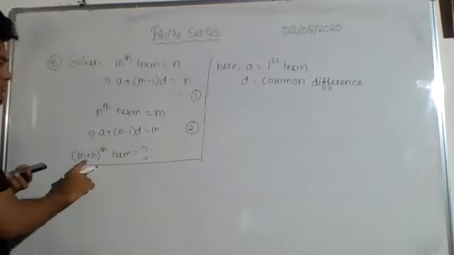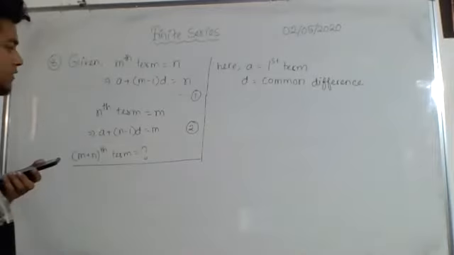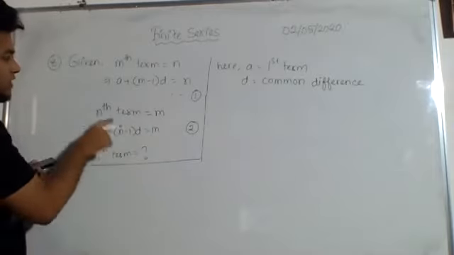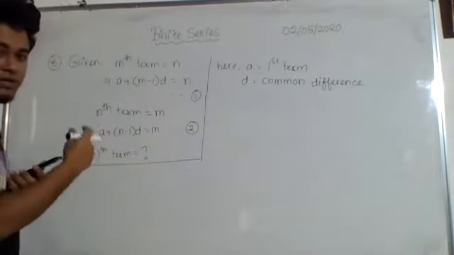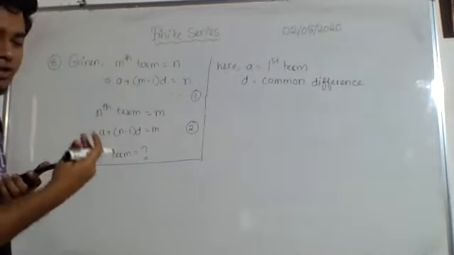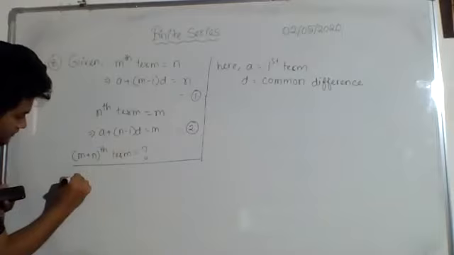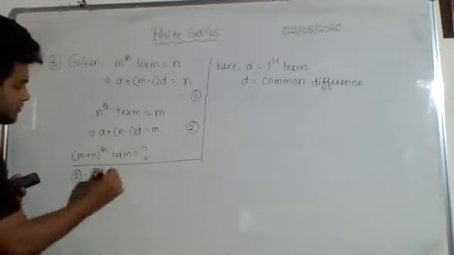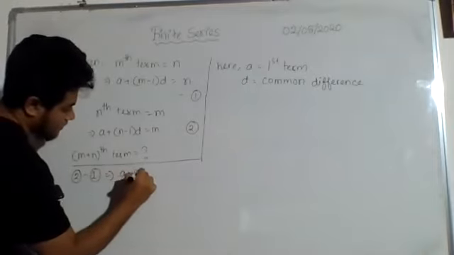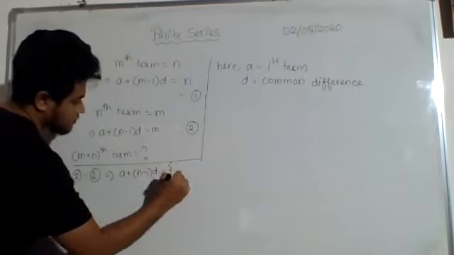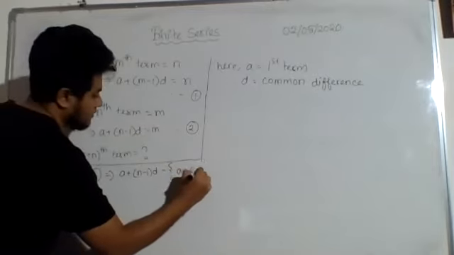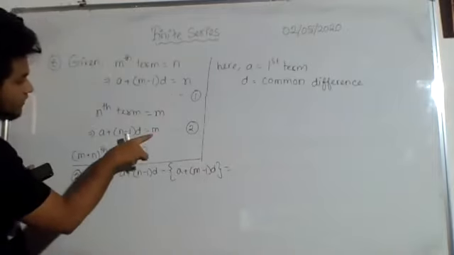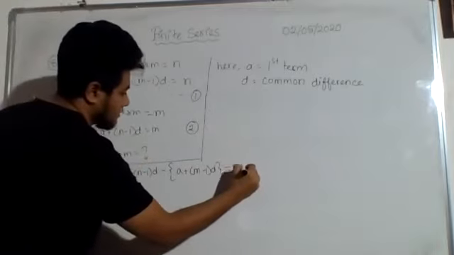Now, to find this, we need to find the value of a and d. How can we do that? If I subtract equation 1 from equation 2, then what will happen? A and a will get cancelled, right? একটা equation থেকে আরেকটা equation minus করলে কি হবে? a টা গায়েব হয়ে যাবে. So if I do equation 2 minus 1, then what will happen? A plus n minus 1 into d, minus a plus m minus 1 into d, is equal to, here we have m, here we have n, so m minus n.